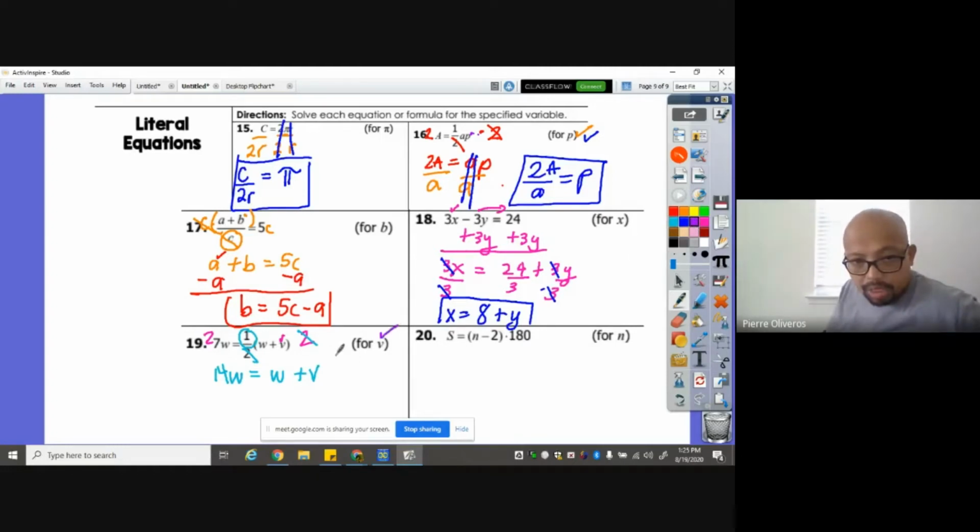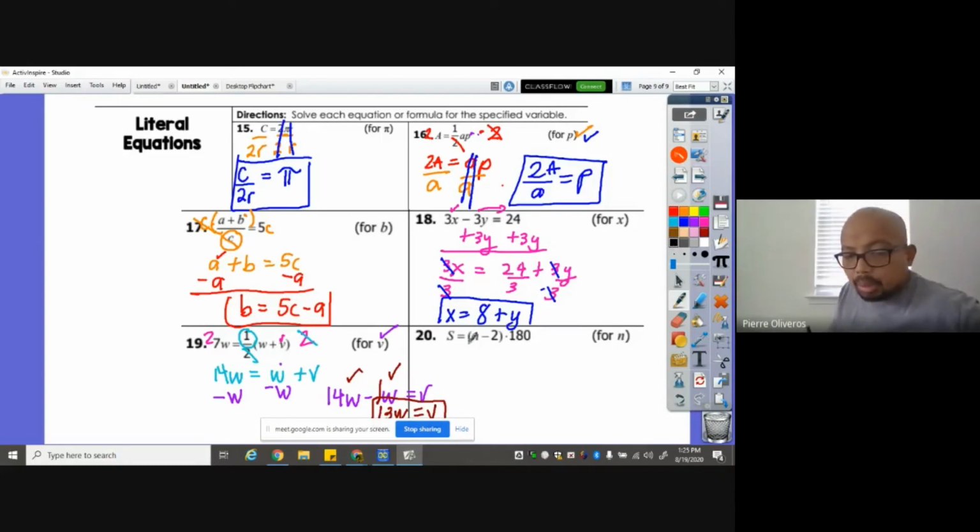Since we're solving for v, I have to get rid of the w by subtracting here by w. That leaves me 14w minus w equals v. But hold on, before we say that's the answer, because v is by itself, if there's a 1 here, which is imaginary, are there like terms? Yes. If you say yes, they are like terms. 14w minus 1w is 13w is equal to v. And that's the answer.